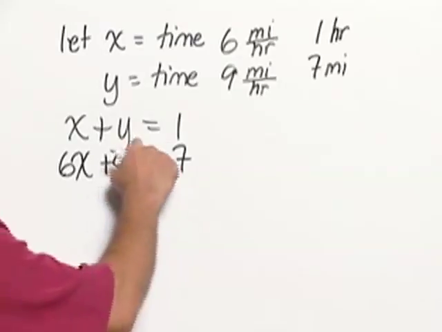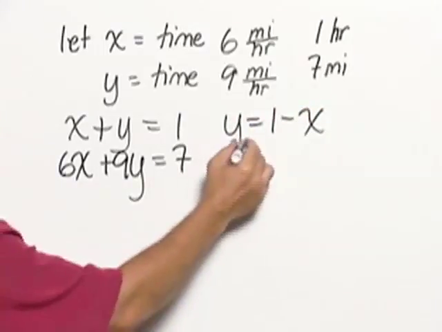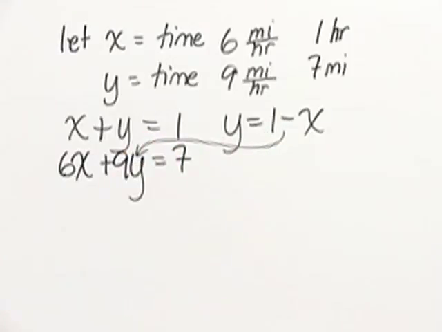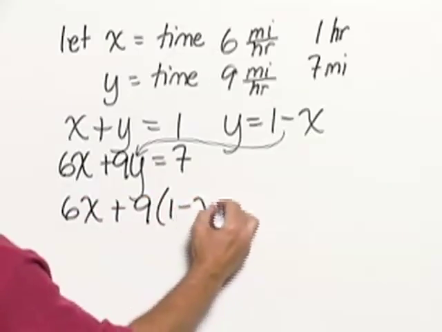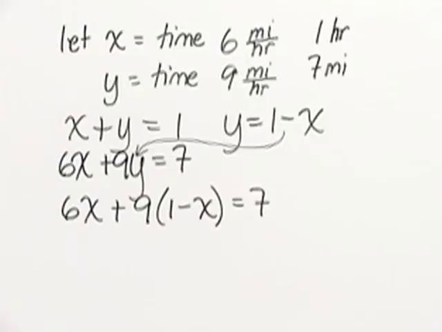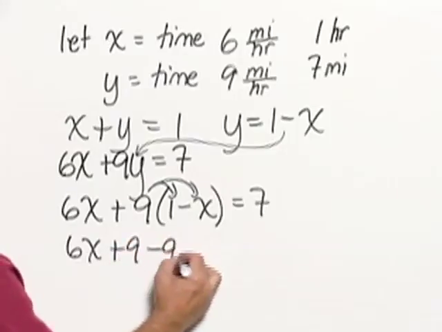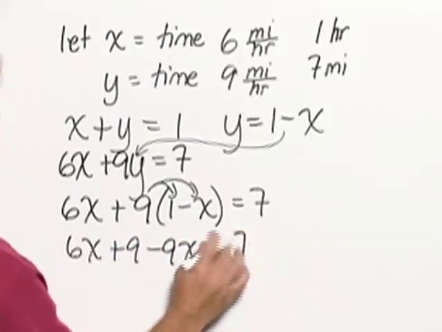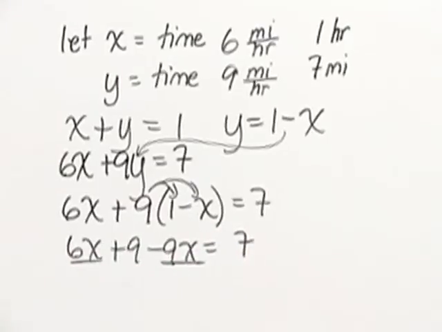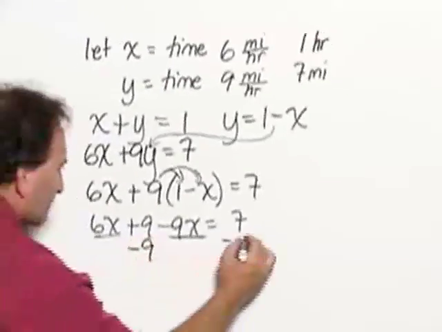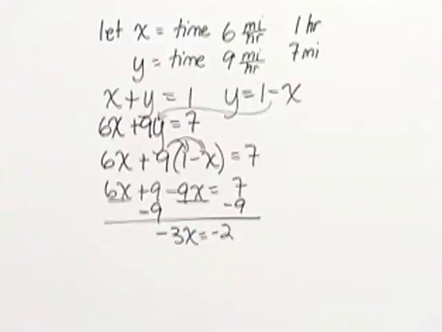We could solve this equation for y, which is equal to 1 minus x, and then substitute into that value of y. So we have 6x plus 9 times 1 minus x, and that's equal to 7. We need to distribute the 9, so we have 6x plus 9 minus 9x equals 7. Now, we have a 6x and a negative 9x. We can combine those together. At the same time, let's subtract 9 from each side, and we get negative 3x equals negative 2.